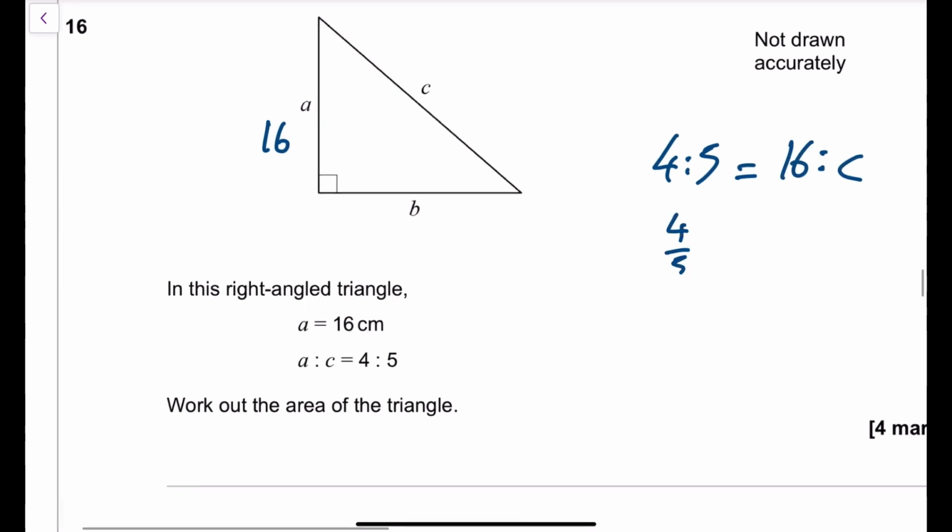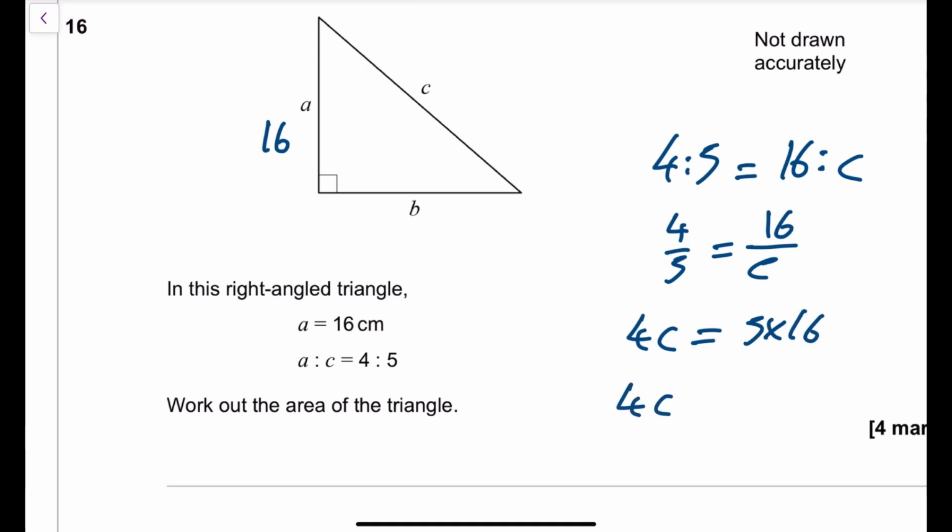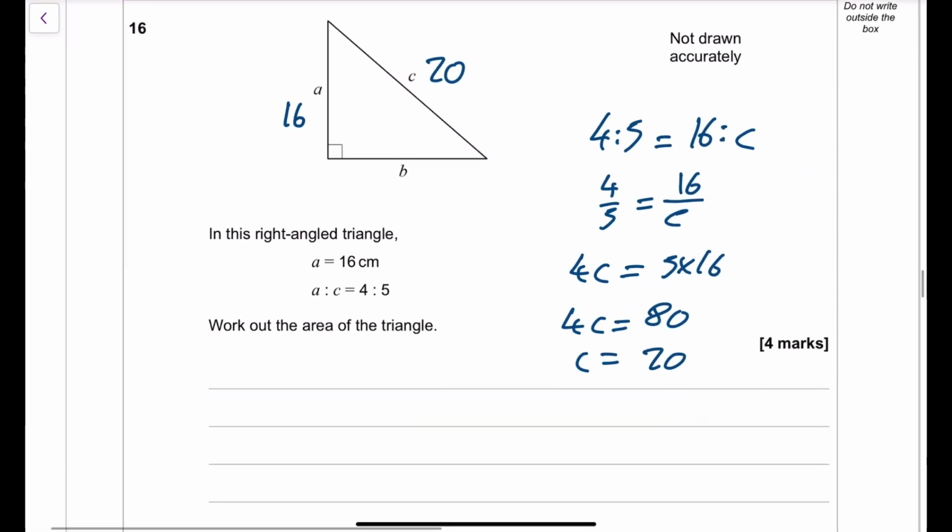You can do this lots of ways. I like to use a fraction method. Write that as a fraction and then do a little cross multiplying. So 4C equals 5 times 16. What is 5 times 16? Is it 80? It is indeed. That means C is equal to 20. Okay. And then by Pythagoras, you could work out your B.